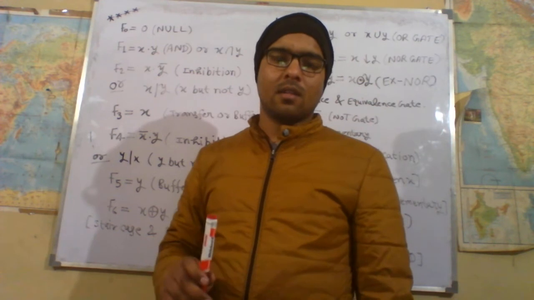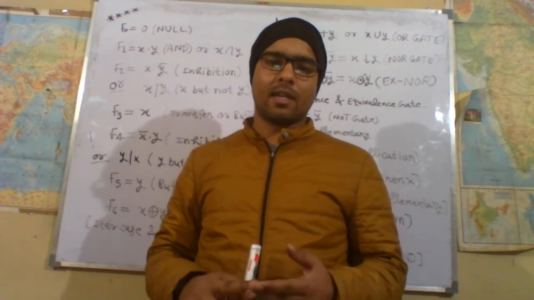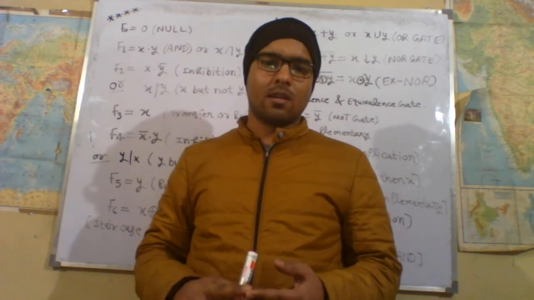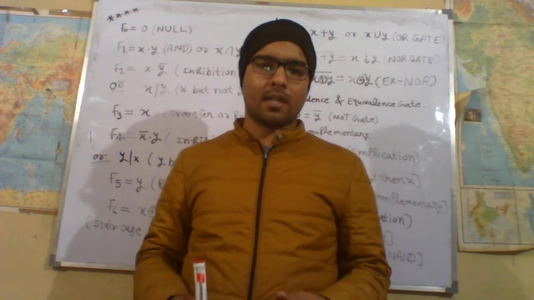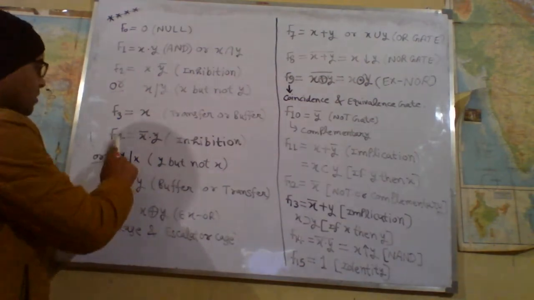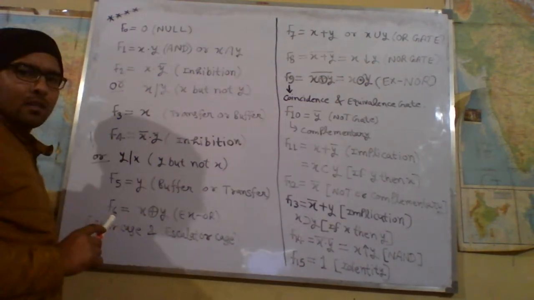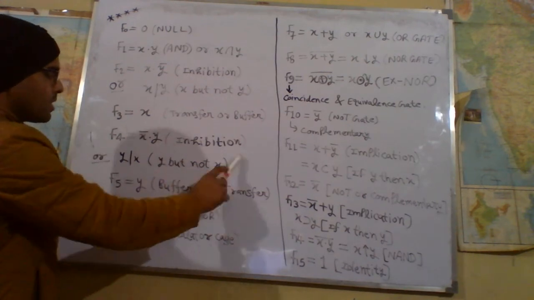I have already told that if we are having x and y variables, and we are getting at output the same x, that is called buffer or transfer gate. Transfer gate also it is called. Next is F4. So F4 is x bar dot y. So what is the meaning of x bar dot y? X bar dot y means inhibition again.